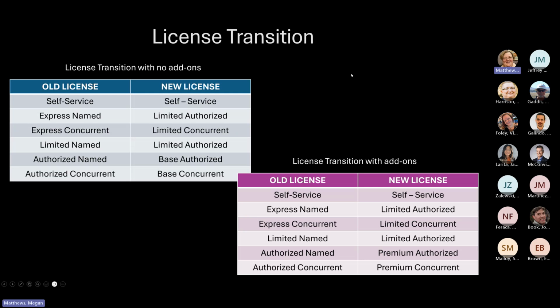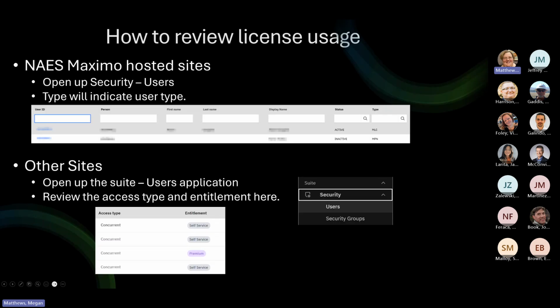So now that we've beaten a dead horse here with the licenses, I'm going to go over a little bit on how we review the license usage. IBM has a new application here under the suite, and it's in the security section of the suite. Most of you guys don't have access to this. If you ask your NACE providers, we can give you a snapshot of what this looks like, or you can request an idea of what it looks like.